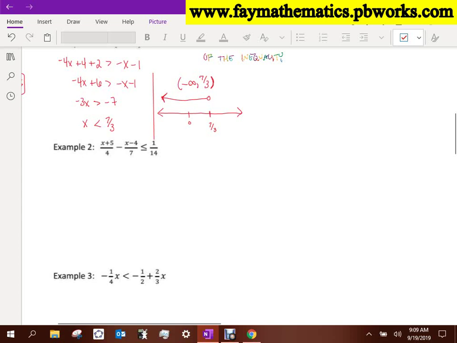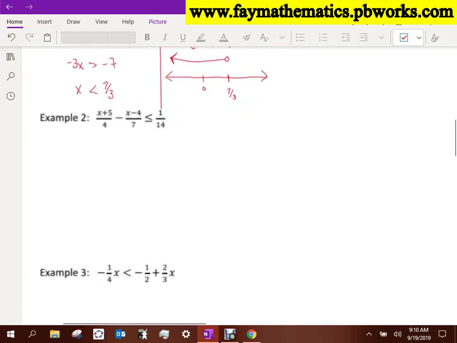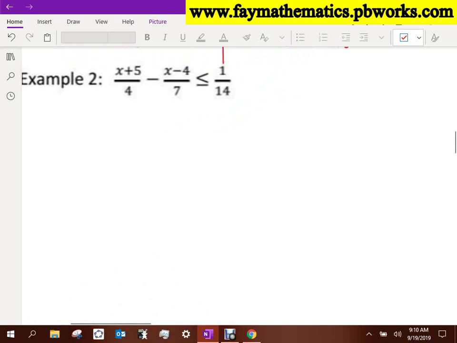Okay, so looking at these inequalities, we talked about them a little bit yesterday. There are some aspects of these things that you've obviously been doing since Algebra 1. You worked on them a little bit last year in Algebra 2.